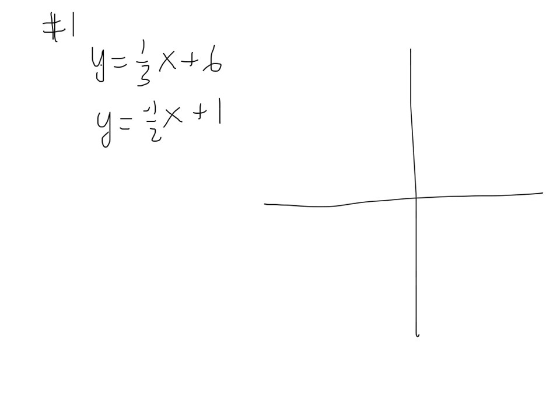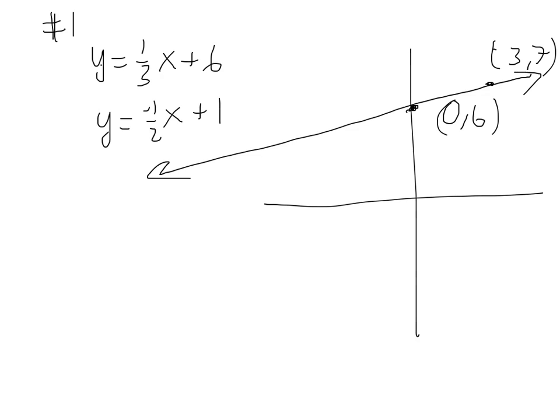Okay, number one. What we're going to do here is graph both of these lines, and then we're going to look to see where they cross. Y equals 1/3 x plus 6. That crosses the y-axis at (0, 6). And then it has a slope of 1/3. So that means I would go up 1 and over 3. Up 1 would put it at 7, over 3 would be (3, 7). And then I draw the line.